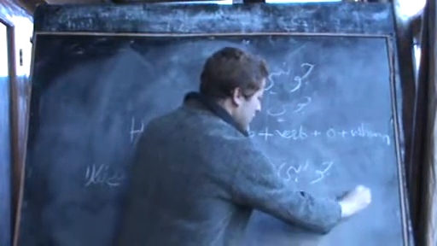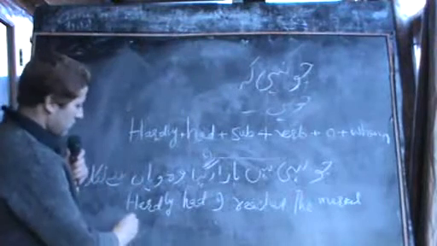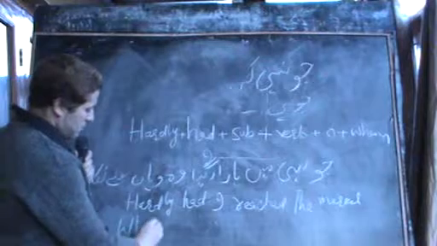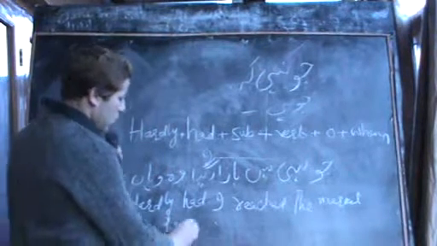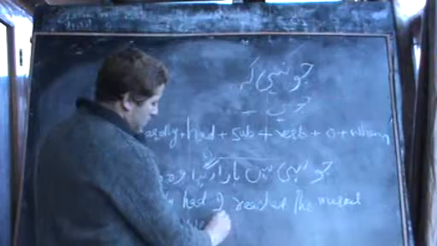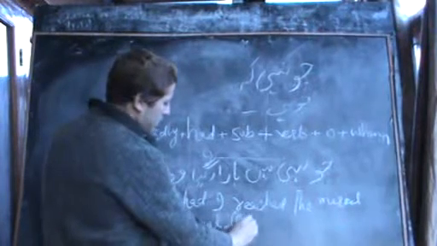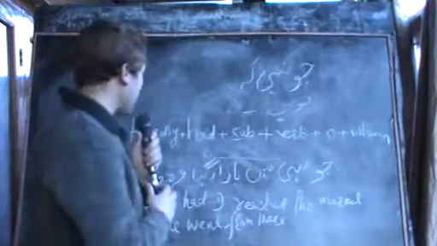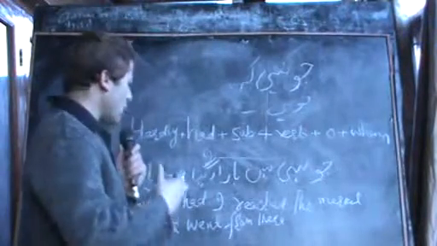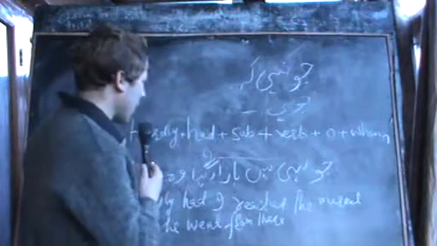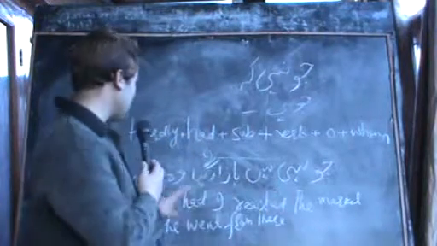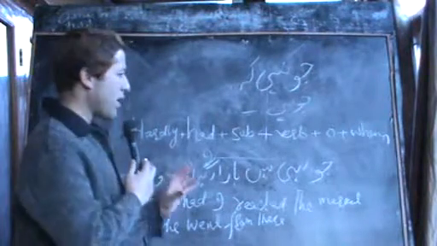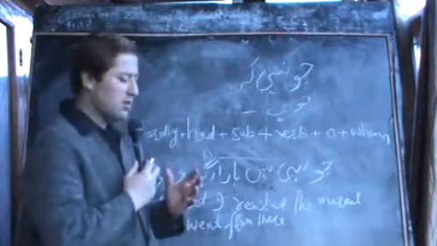Hardly had I reached the market when he went from there. So this is hardly had I reached the market when he went from there. So we apply the formula. First we translated this, then we used had, then this, and this is also the way. And you can have more examples for this.